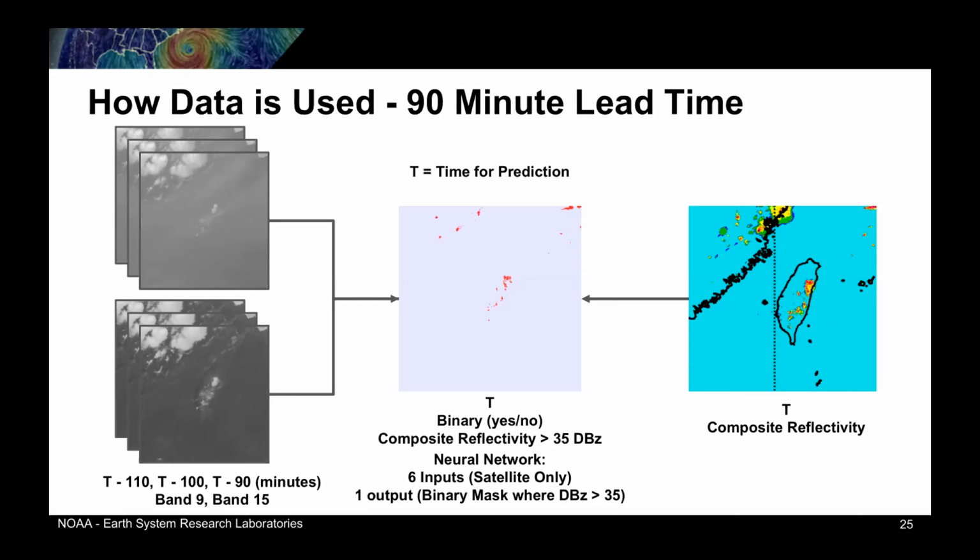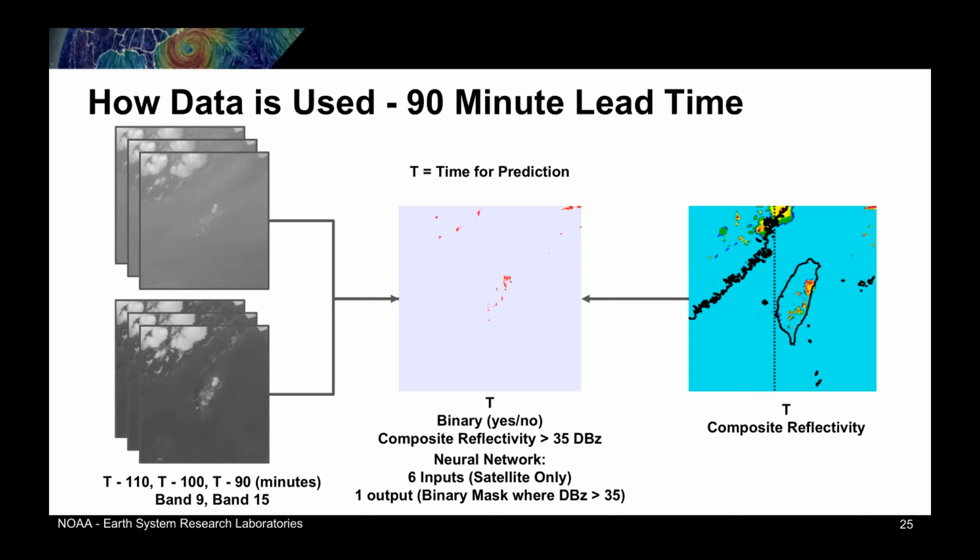I talked about this before when we were talking about the UNet structure, that we can use channels in terms of the RGB of an image. We can also use channels in terms of just using different time steps in those specific channels for our data set here. In this case, we used two different bands, band 9 and band 15, and we used 3 time steps for each: T minus 90, T minus 100, and T minus 110 minutes. So we have a little bit of temporal information along with the geospatial information for these particular bands.